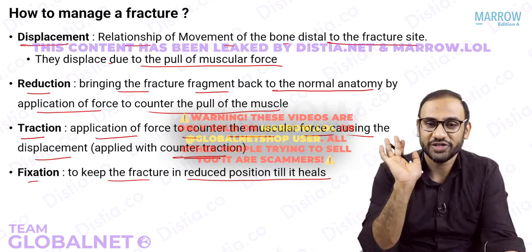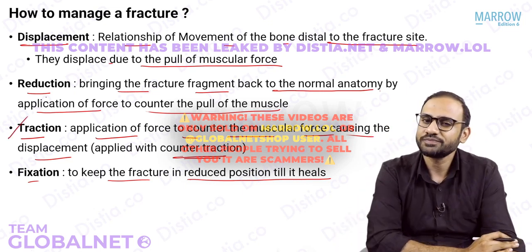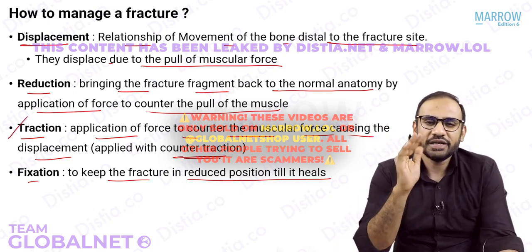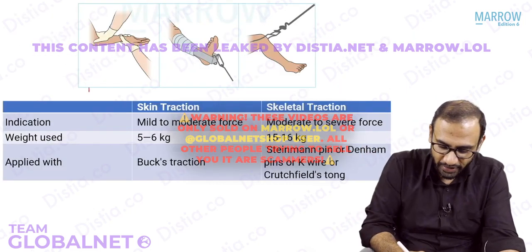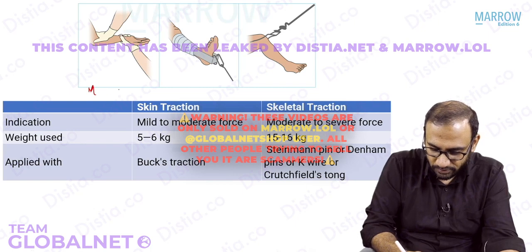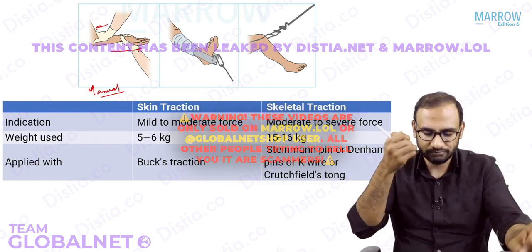Okay? So far so good. Displacement, you have understood. Reduction, you have understood. What about traction? How can you apply traction? There are many methods of application of traction. One is with your hands, known as manual traction. You apply it with your hand. So this is traction, this is counter traction.